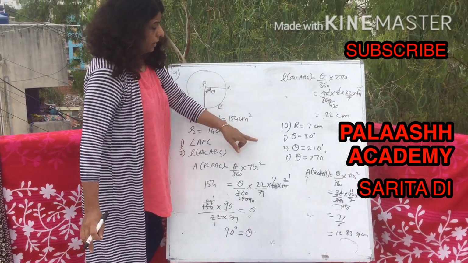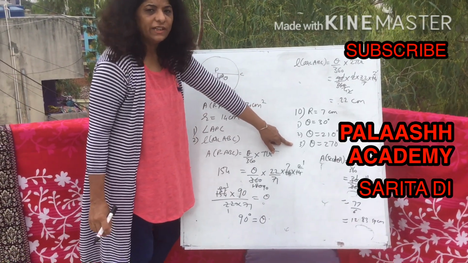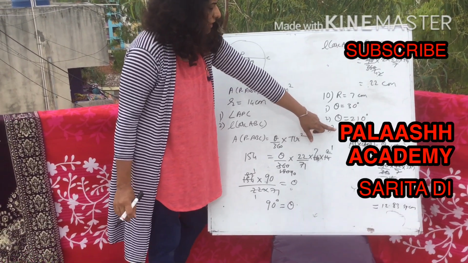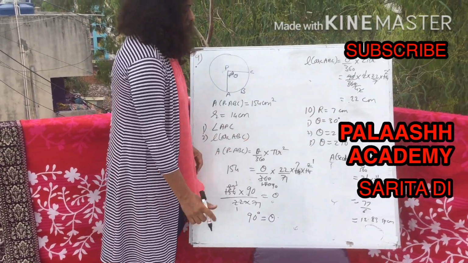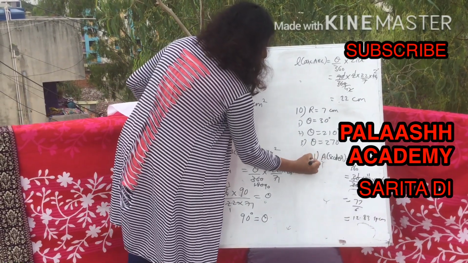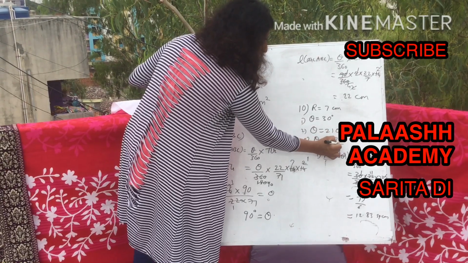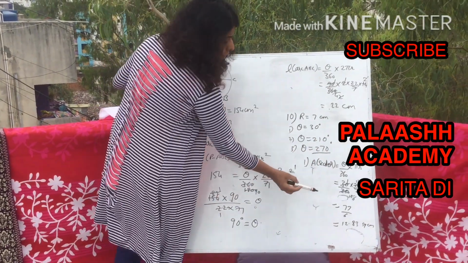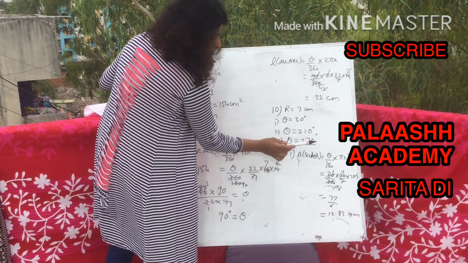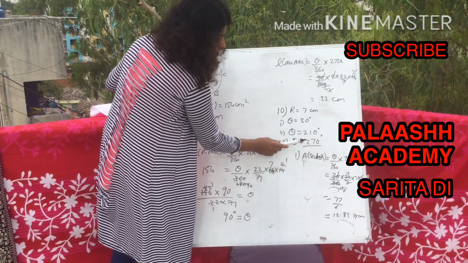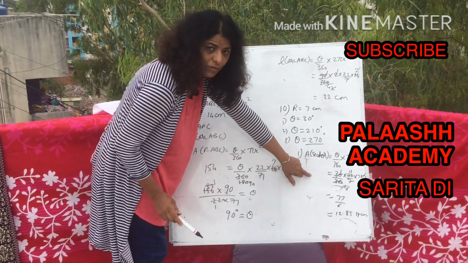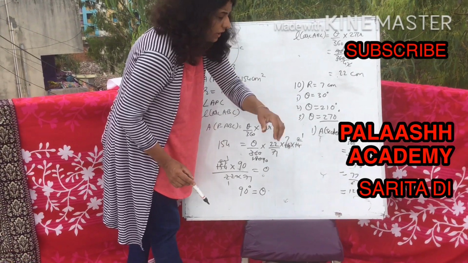Tenth question. Here three different values of theta are given and you have to find the area of the sector, and the radius is 7 for all. I have calculated the first one for you. Instead of theta, you can take 30 for the first one, for the second you take 210, and for the third, 3 right angles means 270 degree. First I have solved it for you. The remaining 2 are homework, you can try at home.